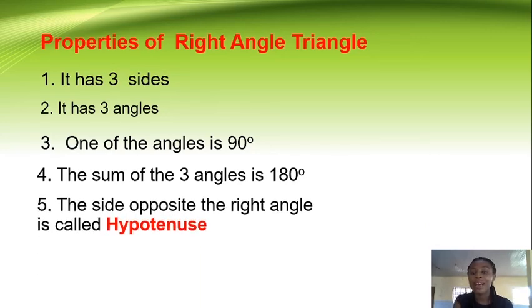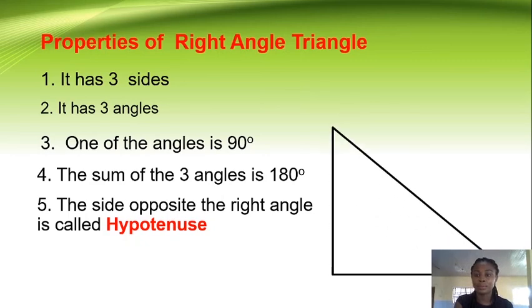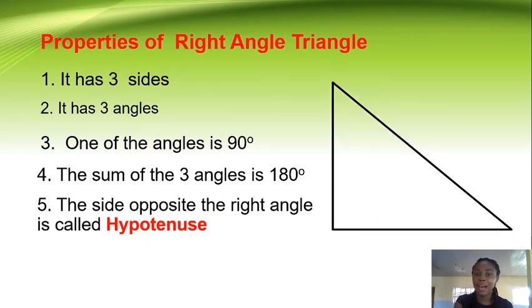The side opposite the right angle, that is, the side facing the 90 degrees, is called what? Hypotenuse. So let's explain. Look at this. This is a right angle triangle. It has three sides. Then you can see the small box inside is showing us that it is a right angle at 90 degrees. Now look at the side that is facing it. It has been labeled hypotenuse. You can see it's even shouting again, hypotenuse.